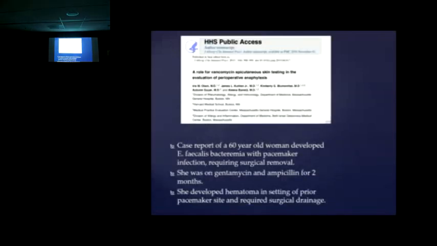So this really was the only case report that I found. It was a 60-year-old woman who had Enterobacter bacteremia and a pacemaker infection, so she had her pacemaker removed. She was on antibiotics, gentamicin and ampicillin, for 2 months, and then she developed a hematoma at the site of her prior pacemaker, and so she needed surgical drainage for that, and that's when she got vancomycin.